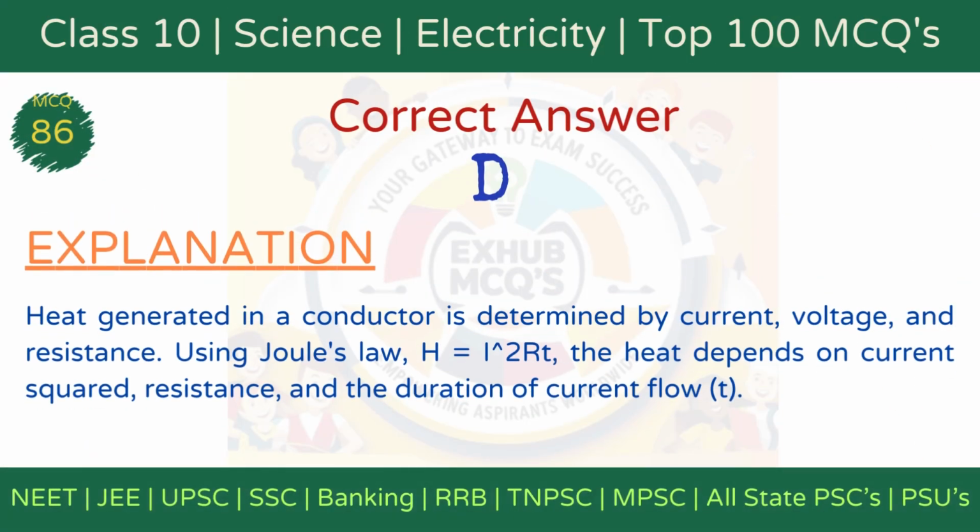The correct answer is option D, all of the above. Explanation. Heat generated in a conductor is determined by current, voltage, and resistance, as described by Joule's law, which states H equals I squared multiplied by R multiplied by time.